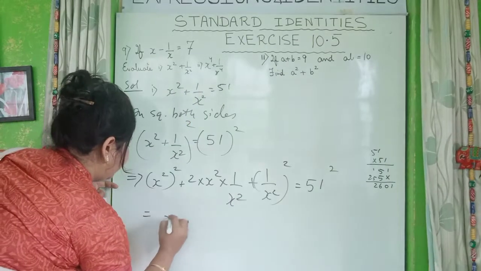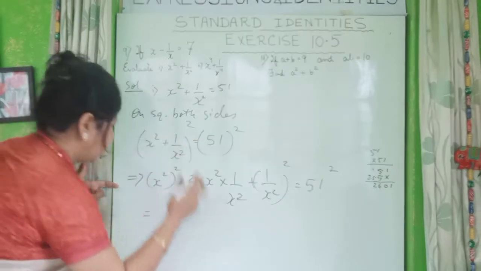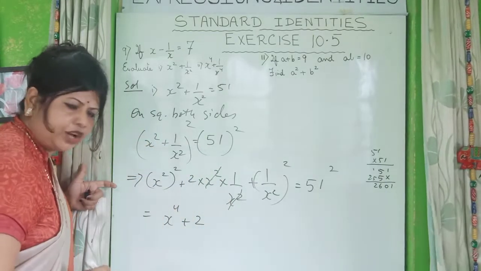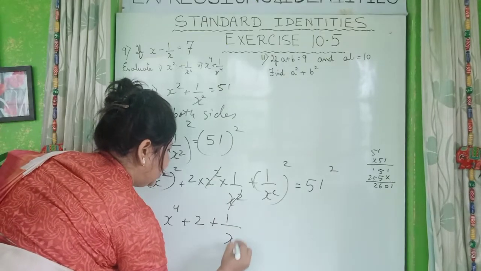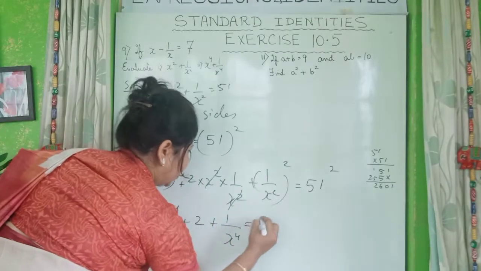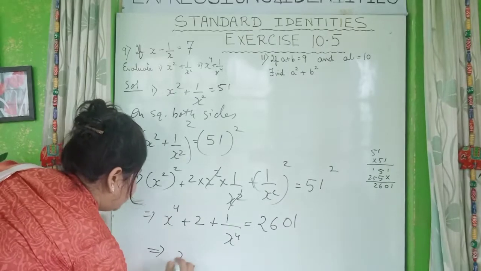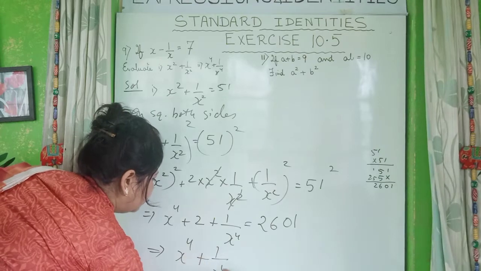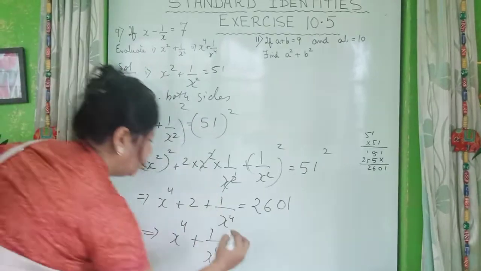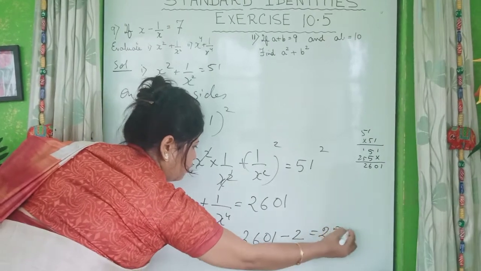Clear? So, what we got? x to the power 4. 2 into 2. Okay? So, x to the power 4 plus 2 plus 1 by x to the power 4 and that is equal to 51 whole square. 51 whole square is 2601. Okay, what we have to find? We have to find x to the power 4 plus 1 by x to the power 4. So, plus 2 this side, if I take it to that side, that becomes minus 2. So, 2601 minus 2, and that is equal to 2599.